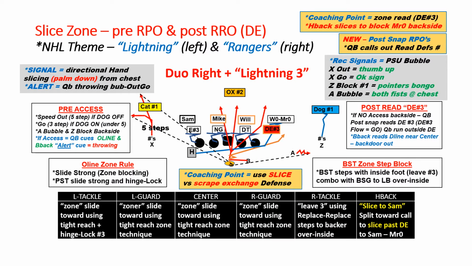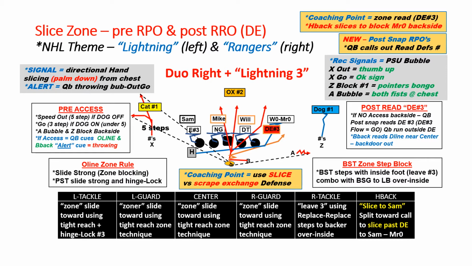We want to make this a classic zone read now, where we're going to have a pre and a post snap. We go to what we call a slice zone. What's going to happen here again, we're going to call this towards the H. He's going to split across like he did before, but now he's going to leave that defensive end and we will read him post snap, and he'll go block the first Mr. Zero to the outside.